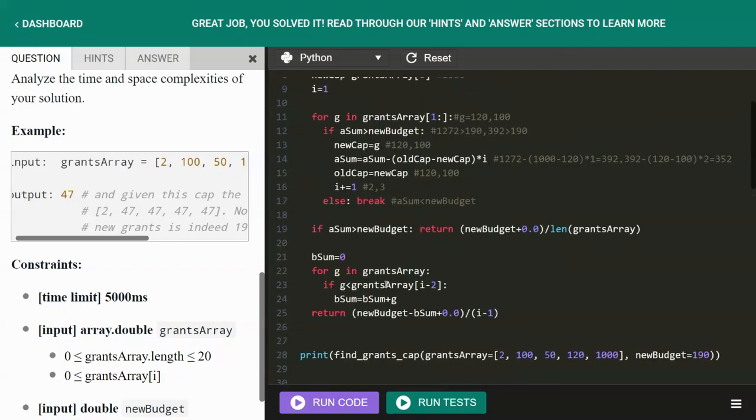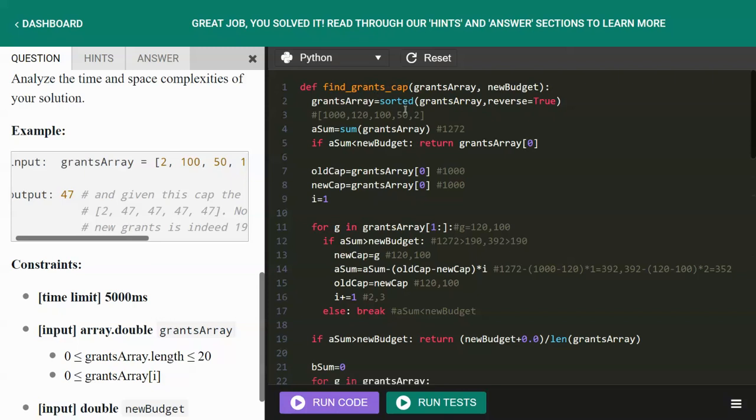Now I'm going to walk through the code. First thing first, we have to sort the array. I put it in reverse, so after sorting, the first number will be the biggest grant, then the second biggest, etc. This is the most time-consuming step, which takes big O of n log n.